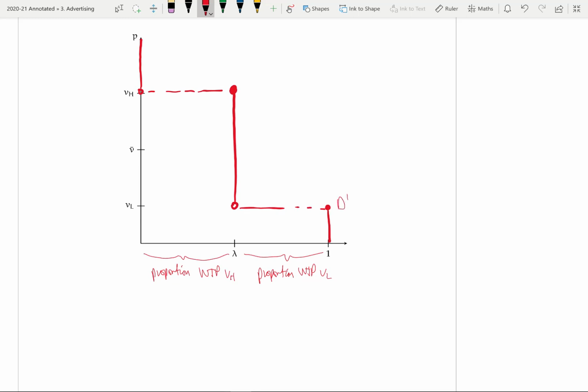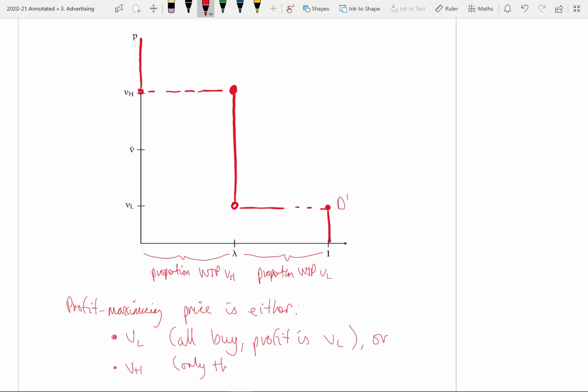Now what is the profit maximizing price? Now we have two candidates. The profit maximizing price is either VL, in which case all the consumers buy and profit is VL, or VH, in which case only the Connies who have a high valuation buy and profit is lambda times VH. So there's a choice between selling to all the consumers at a low price VL and selling just to the consumers with a high valuation VH.